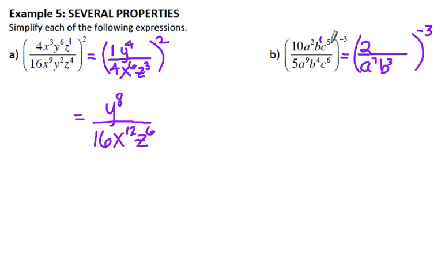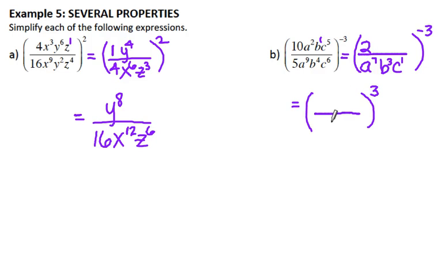And then c to the 5th over c to the 6th is going to leave me with c to the 1st power, because I'm subtracting my exponents. And I have more c's on the bottom than I had in my numerator, so my c is going to stay in the denominator. Now from here, before I raise everything to the negative 3rd power, I want to make this a positive exponent. So I'm going to take this entire fraction and flip it over, and then my exponent becomes a positive 3.